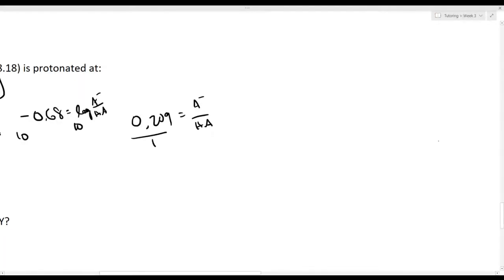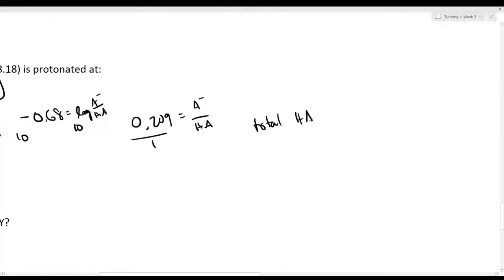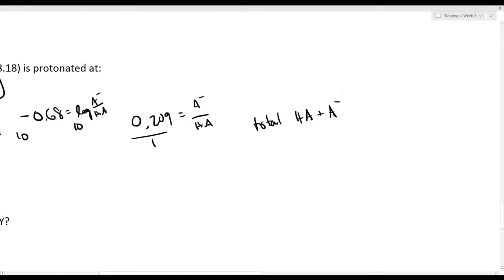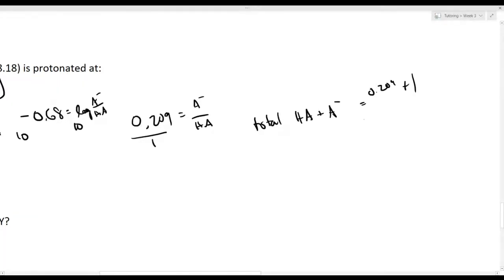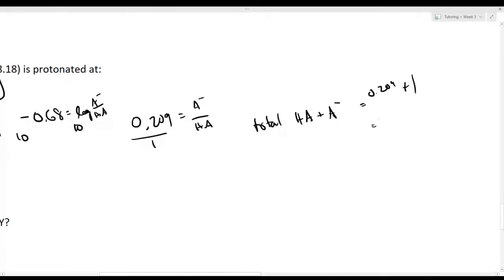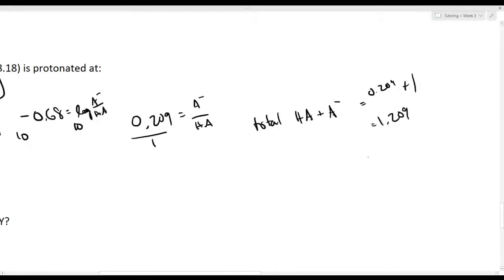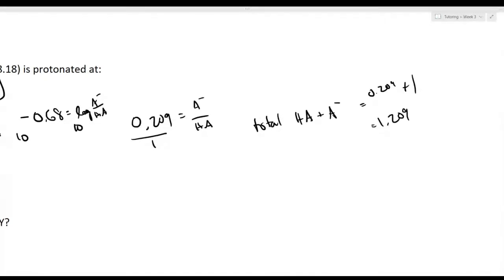Do we add 1 to it? Exactly right. So what we're going to do is say, if I want the total, like HA plus A minus, so that I can figure out how much cysteine overall we've had in this, we're going to add that 0.209 plus that 1 to get to a total of about 1.209. Does that make sense to everyone, why we do that and how we get there? Because this is, I think, one of the more confusing parts. Okay, great.